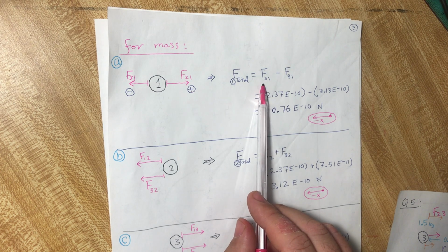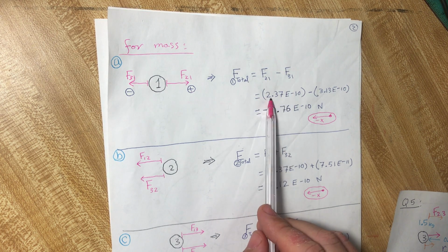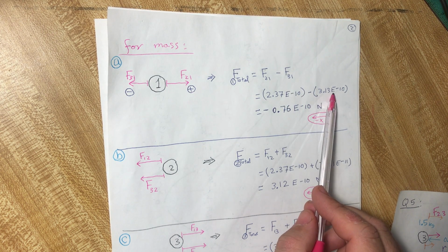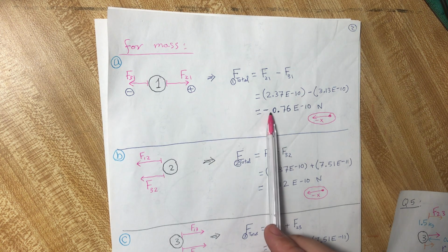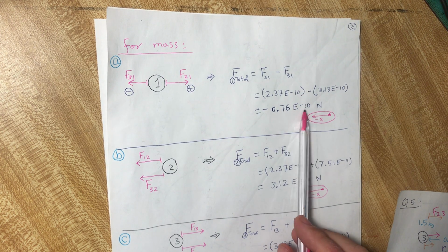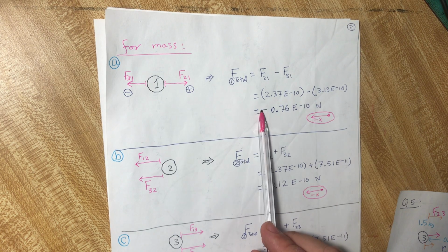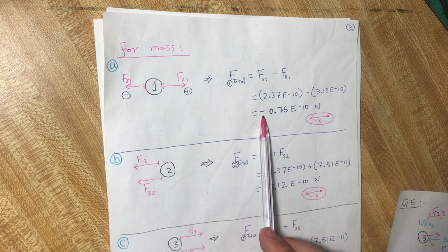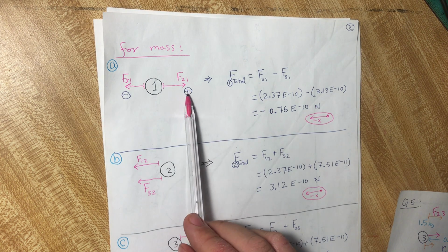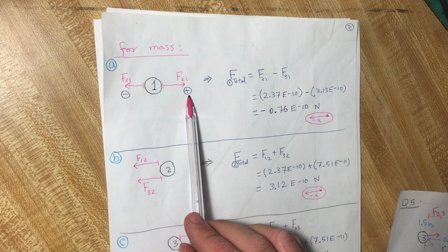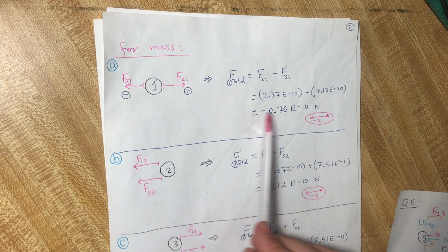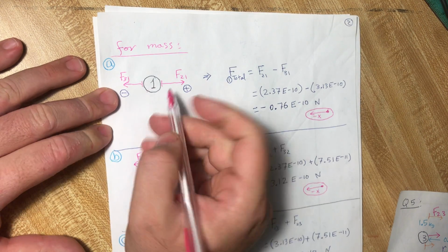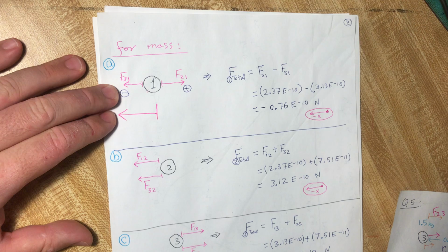F, the interaction between the first and the second, is 2.37 multiplied by 10 to the minus 10, minus 3.13 multiplied by 10 to the minus 10. The answer is negative 0.76 multiplied by 10 to the minus 10 newtons. The negative sign means the direction. The direction is to the negative x direction, because from the beginning we take the positive x direction as the positive sign. So negative means in the negative x direction. So the total force on this first body is in this direction.